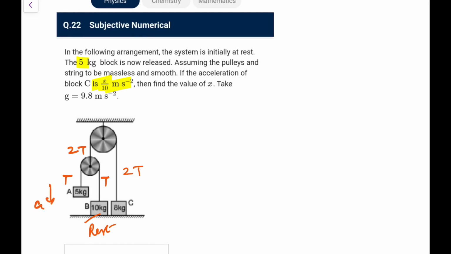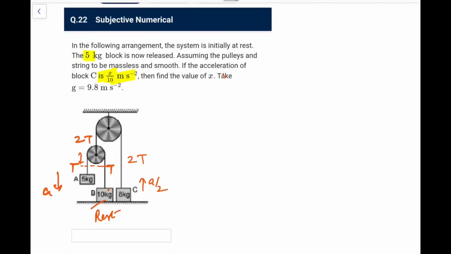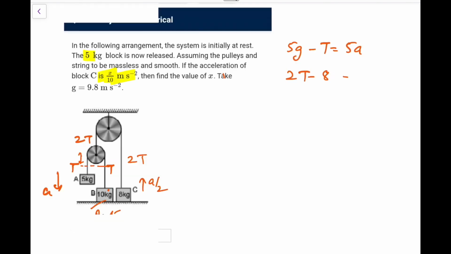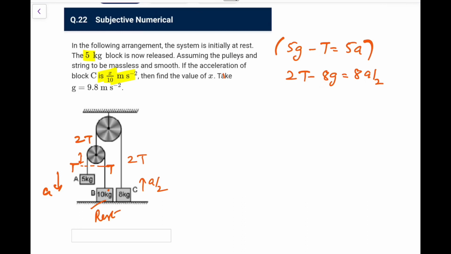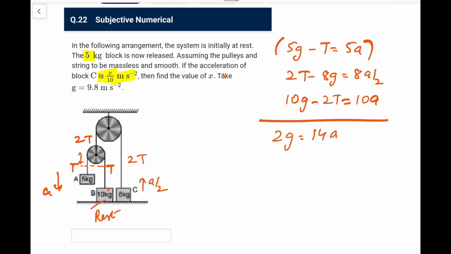So let's say it goes with acceleration a. Because the block is stationary, the pulley will go down by x by 2, so that means it will also go up with acceleration a by 2. So writing the equations, we have 5g minus t equal to 5a, and 2t minus 8g equals 8 into a by 2. Just multiply the first by 2: 10g minus 2t equals 10a. Add them up, and we have 2g equal to 14a. So the acceleration comes out as 2g by 14.